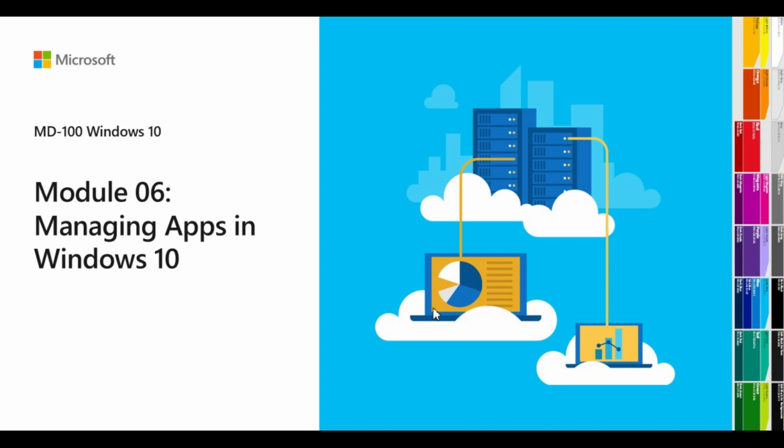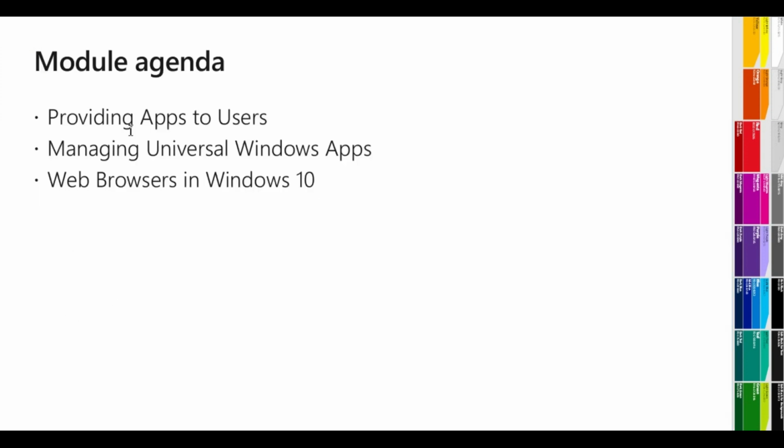Alright, so now we're back to Module 6, Managing Apps in Windows 10. In this section we're going to look at a few topics: providing apps to users, managing universal Windows apps, and web browsers in Windows 10. So these three topics we're going to look at.